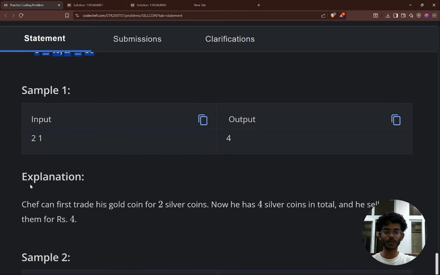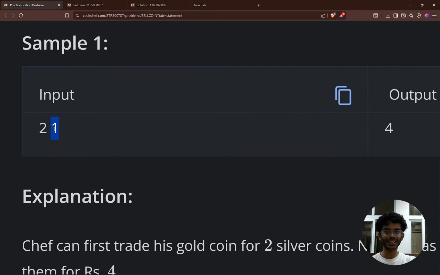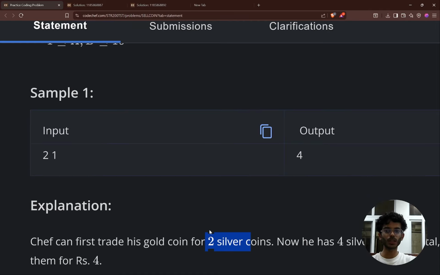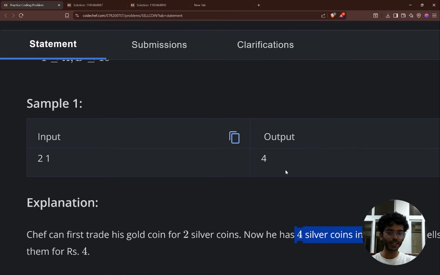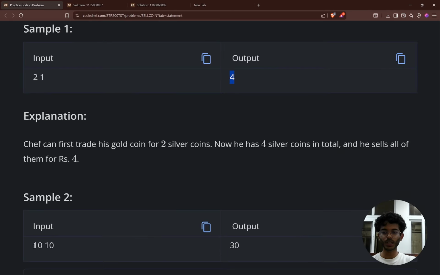Now let's see the first sample input. We're given that the number of silver coins he has is 2, and the number of gold coins he has is 1. So he can trade this gold coin for two silver coins. Now the total number of silver coins he has is 4, and he can sell all four of them for 4 rupees. In the second input, we are given 10, 10.